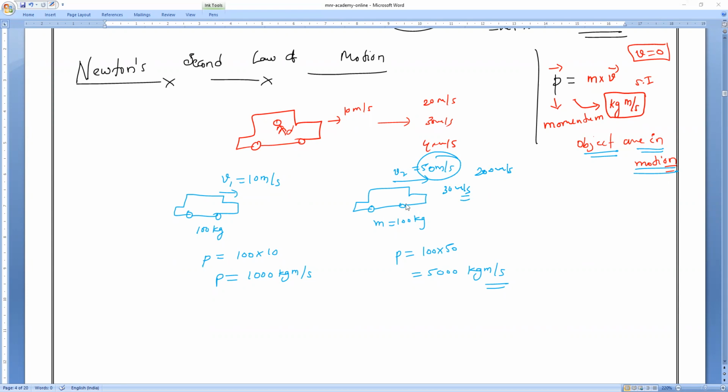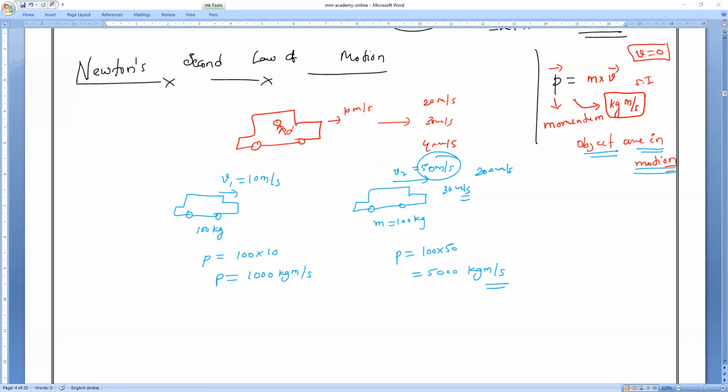So when a force acts on the body, the momentum of the body 100% will change. The larger the force, the greater will be the change in momentum. That is what Newton's second law of motion says: when a body experiences a large amount of force, the momentum also changes by a greater amount. If the force applied on a body is less, then the change in momentum is also extremely low.